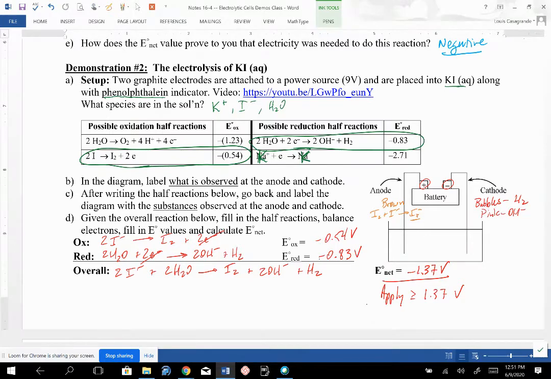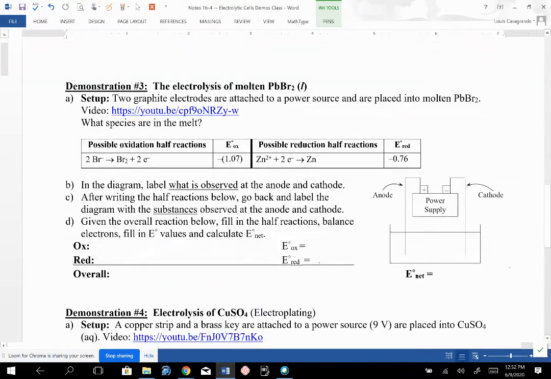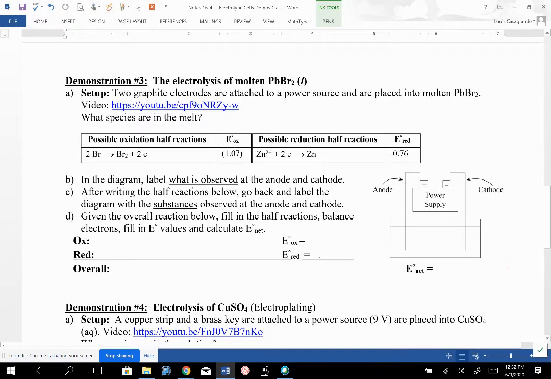All right, halfway through, let's take a look on the next page. So on the next page, I'm going to make things a little simpler for you. So in those first 2 reactions, we have water around that could be oxidized or reduced. Now we're going to look at the electrolysis of a molten salt, in this case, lead 2 bromide.